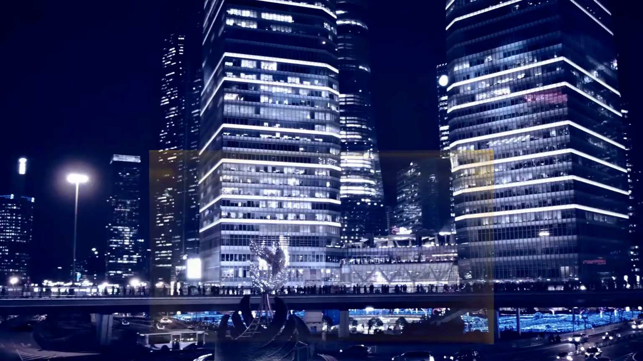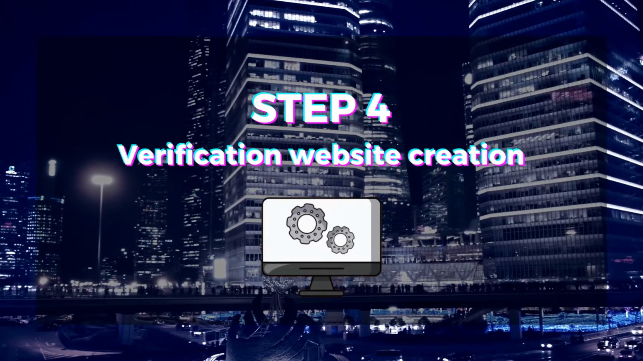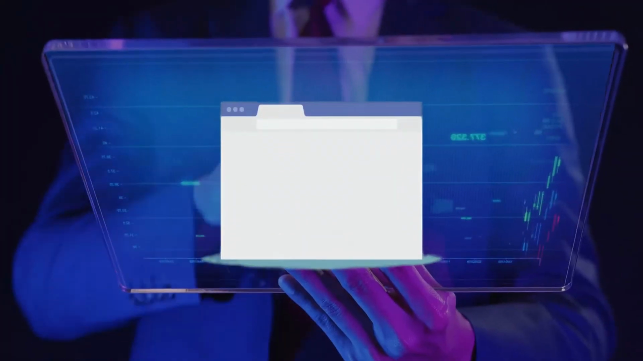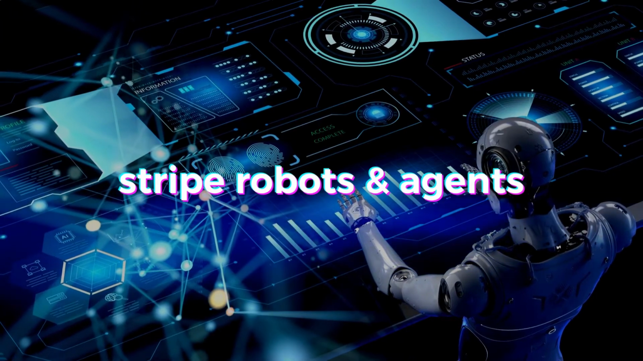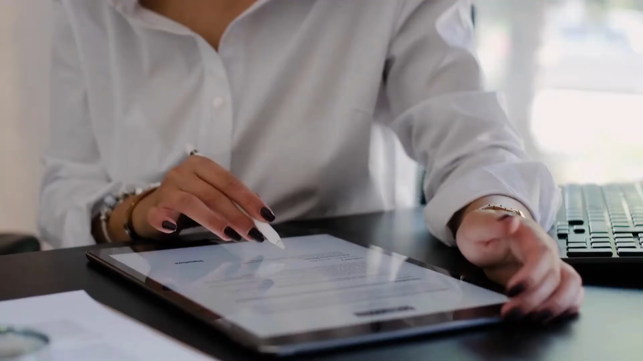The fourth step, which we can say is the most critical step in this process, is the creation of the website that we will verify our Stripe account with. This website must respect some rules to be accepted and verified by both Stripe robots and agents. As you heard, your website will be checked systematically by Stripe robots and manually by a human agent.